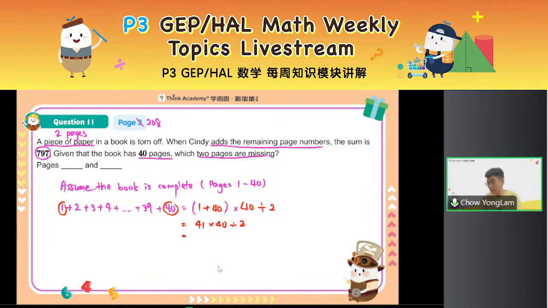You can do 40 divided by 2 first. It's 20. So 41 times 20 is 820. So you have 820 as the sum for the complete book. But now actually the sum is only 797.